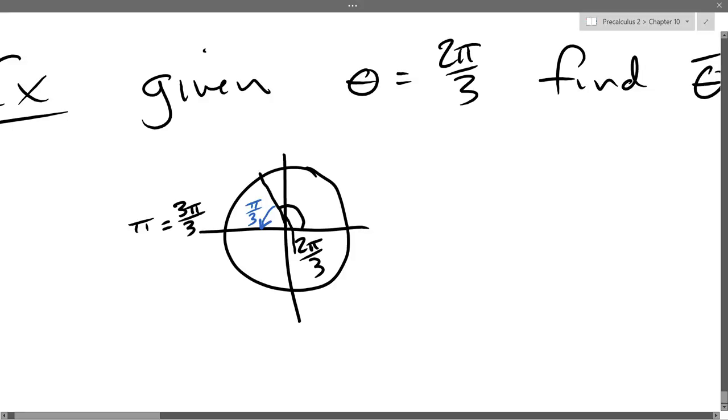Once you have your reference angle, redraw your reference angle in standard position. So here's where π/3 should be drawn. Now you need the first quadrant of the unit circle and all those values. The specific one we need is 1/2 is our x value, and square root 3 over 2 is our y value.